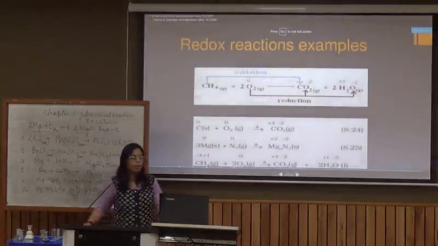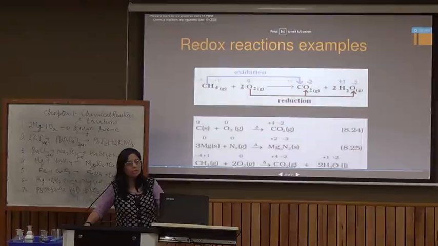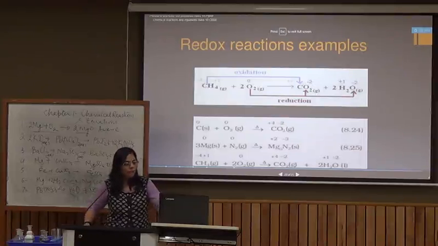Another example of a redox reaction. Here methane burns in air, producing carbon dioxide and water. So methane is losing hydrogen and gaining oxygen. It's oxidation. So oxidation of methane is happening, whereas oxygen is getting hydrogen to produce water. So hydrogen is added here, it's a reduction. So reduction and oxidation happen simultaneously. When one substance gets oxidized, the other one gets reduced.